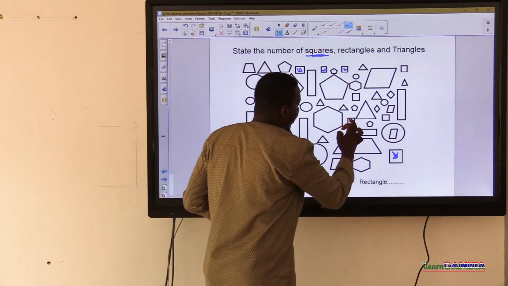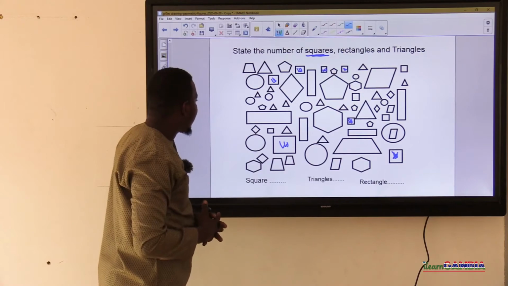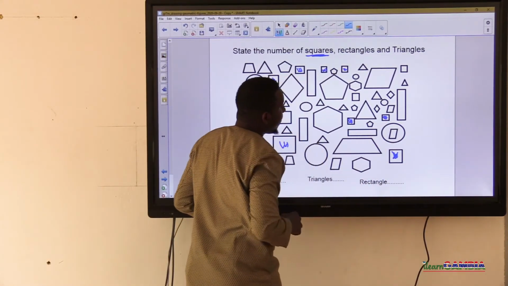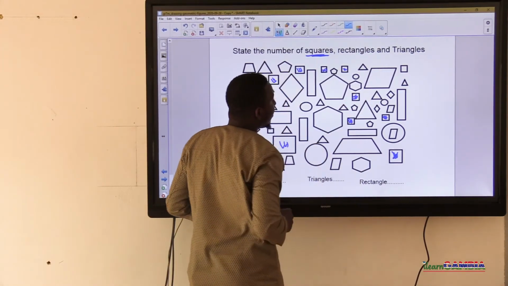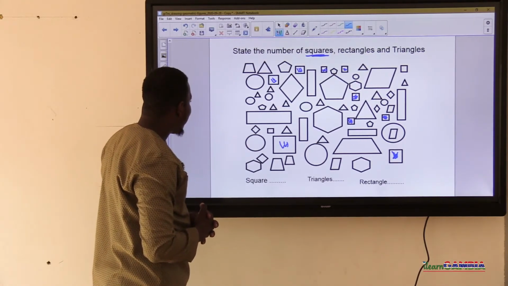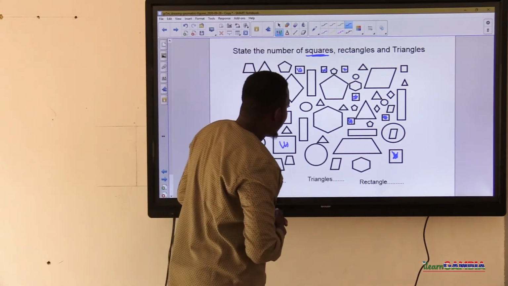This one too is a square. No matter how small it is, all the sides are equal. This one too is a square. All the sides are equal. This one too is a square. All the sides are equal. Are we done? Let's see if we have left any 1 or 2 of them out.